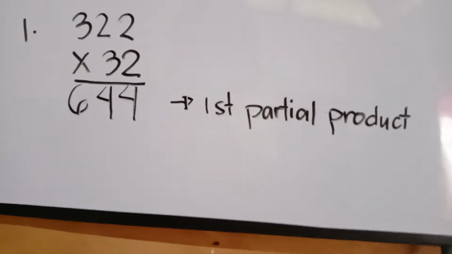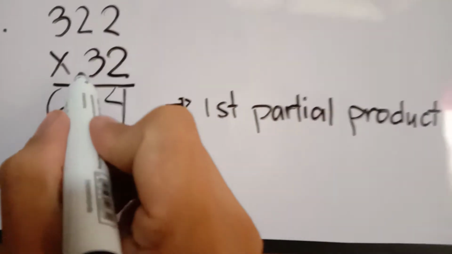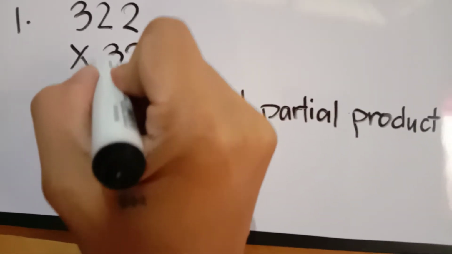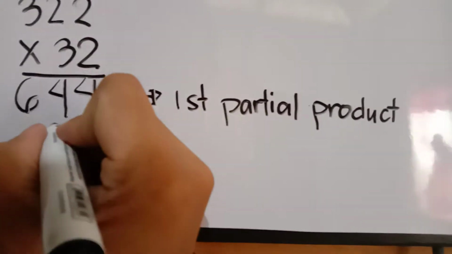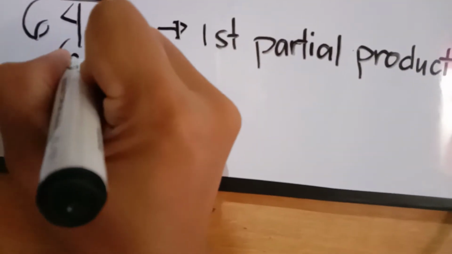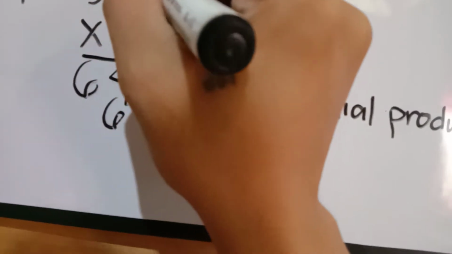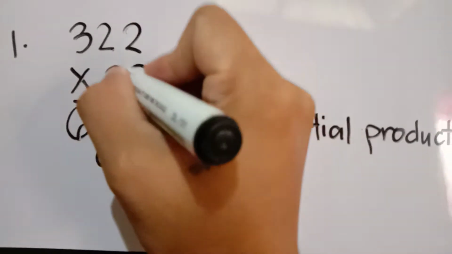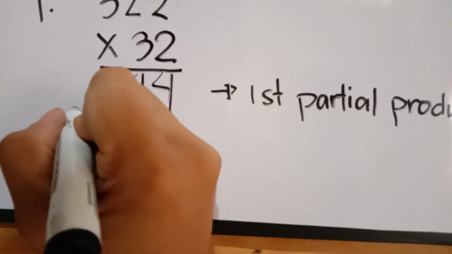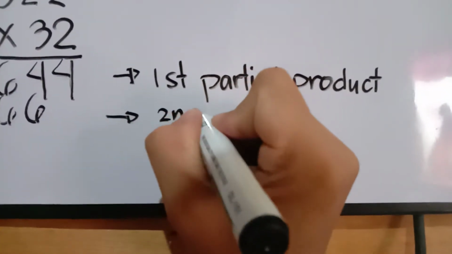Okay, next. We are now proceeding to the next step. We are going to multiply the tens digit of the multiplier to the multiplicand. So we will multiply 3 by 2. So 3 times 2, that is equal to 6. And of course, we are going to write 6 here, and leave a space. Next, 3 times 2, again, that is 6. 3 times 3, that is equal to 9. Okay, so 966 is called the second partial product.